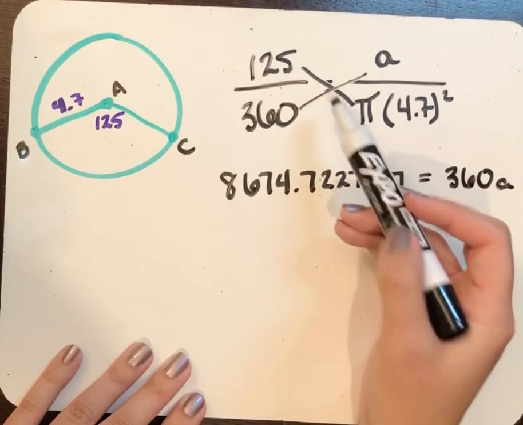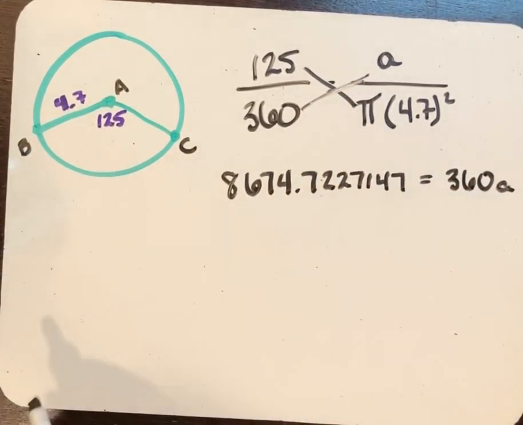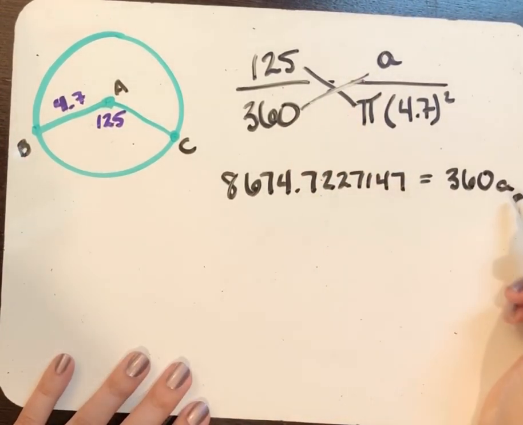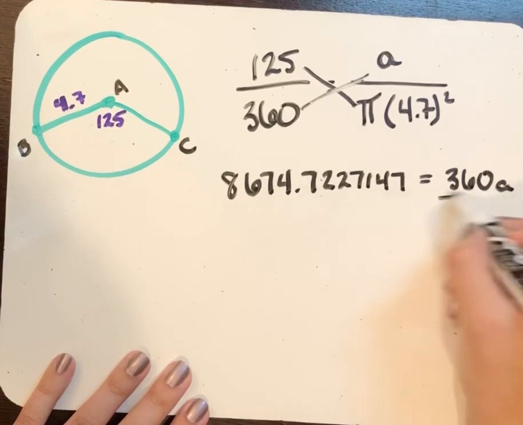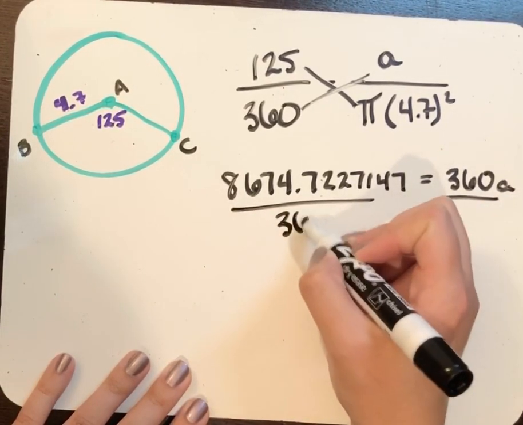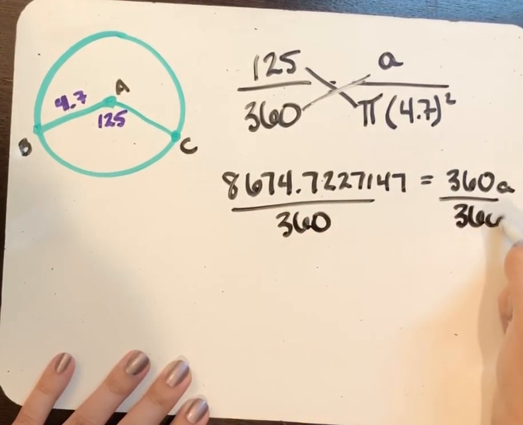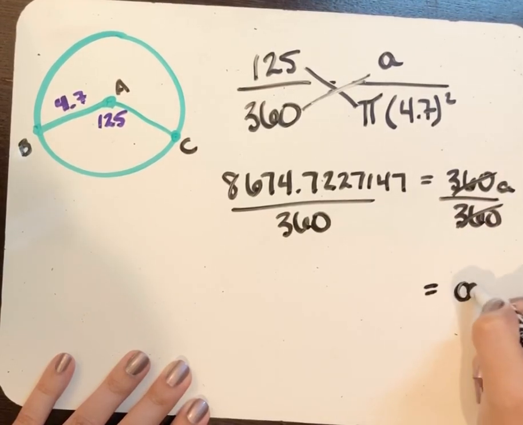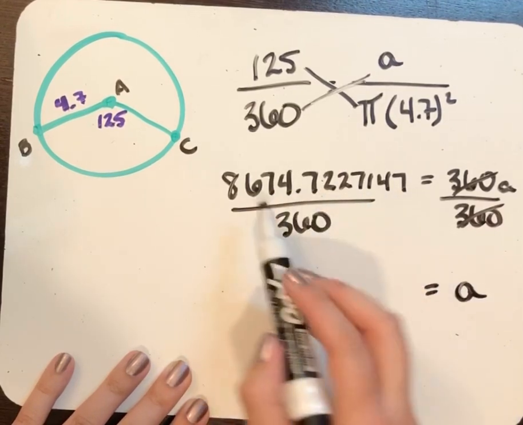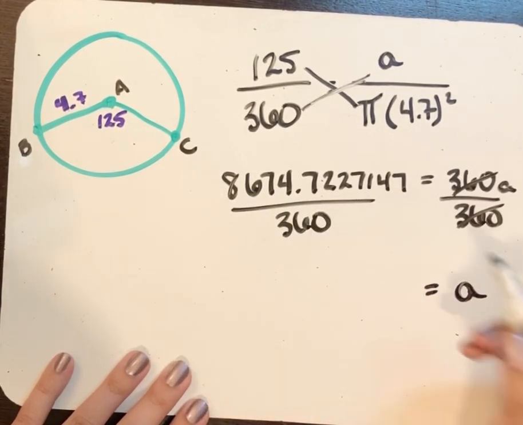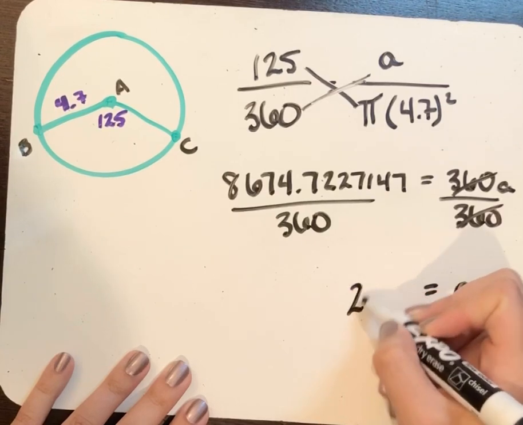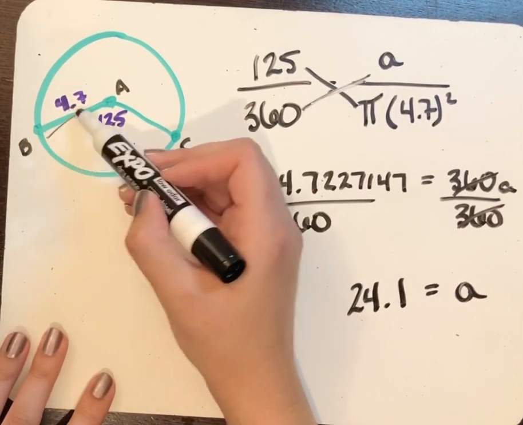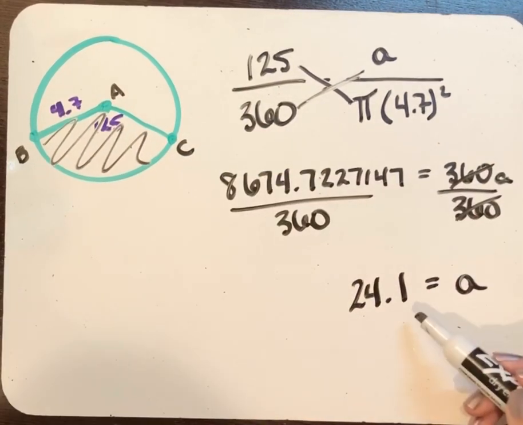360A by the other pair of diagonal pieces when I cross multiply, 360 times A. To isolate A, I'm trying to find the area of this sector. I need to divide both sides by 360. So the 360s cancel each other out on the right side. On the left side, I'm going to divide this, and when I do so, rounding to the nearest tenth, I get 24.1. So that means the area of this sector is 24.1.